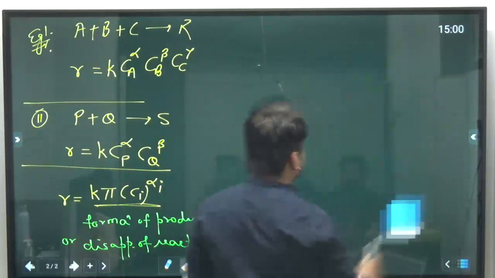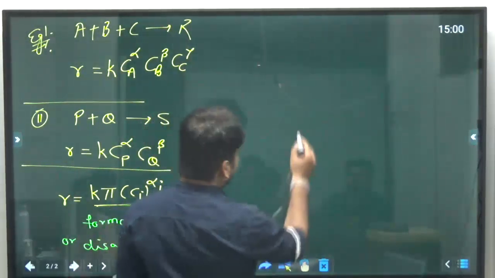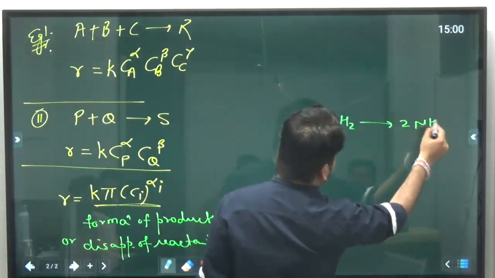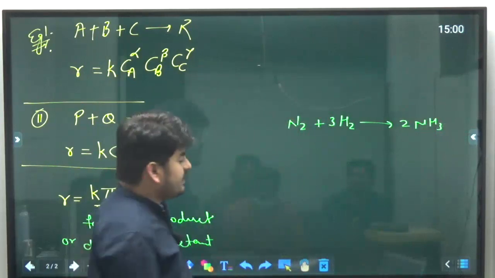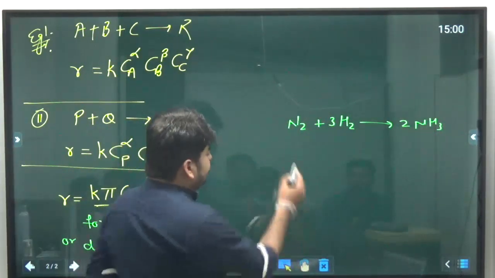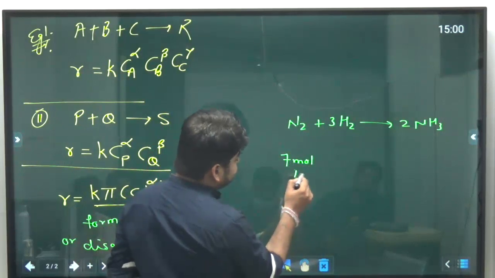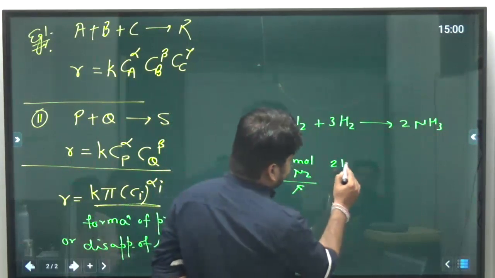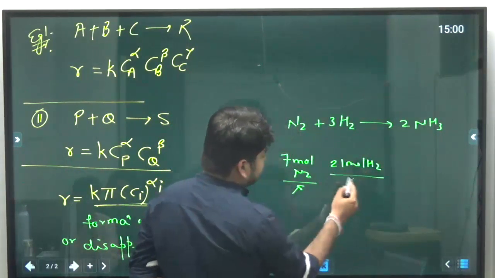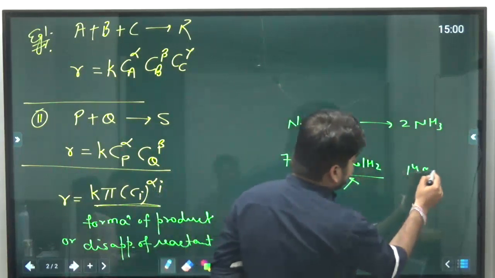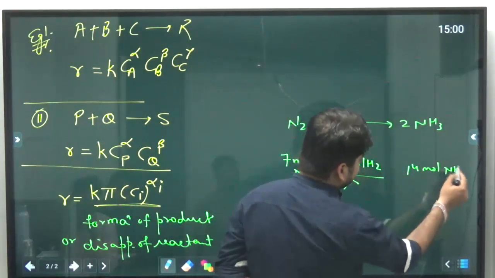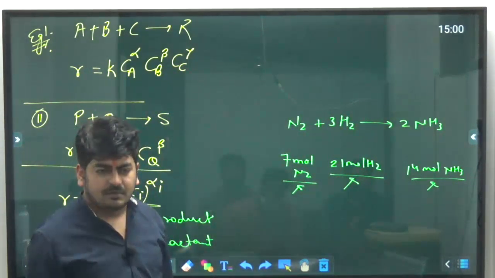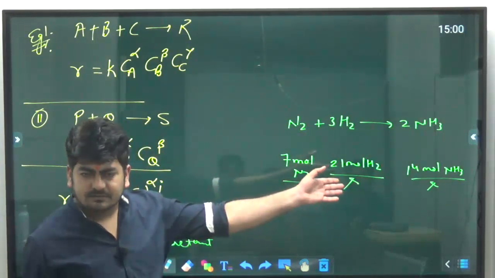Similarly, if I talk about a chemical reaction, for example, N2 plus 3H2 gives 2NH3. At any instant, if 7 moles of nitrogen are reacting per second, so 7 moles of nitrogen will react with 21 moles of hydrogen per second to form 14 moles of ammonia per second. So what is the rate of formation of ammonia? 14 moles per second. Simple.